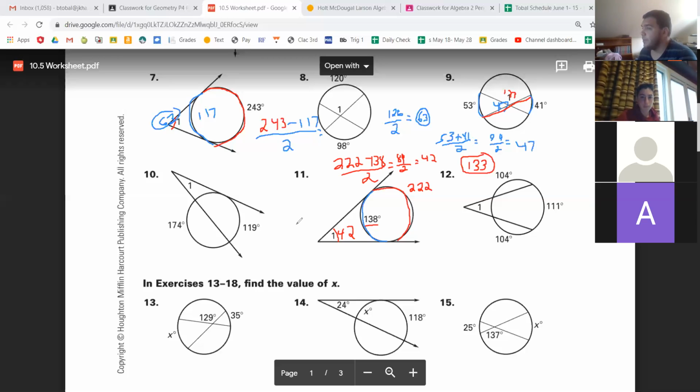Does anyone else have any questions on the up to 11 so far? Let's go over the basic rules and then we're going to get to some algebra down here.